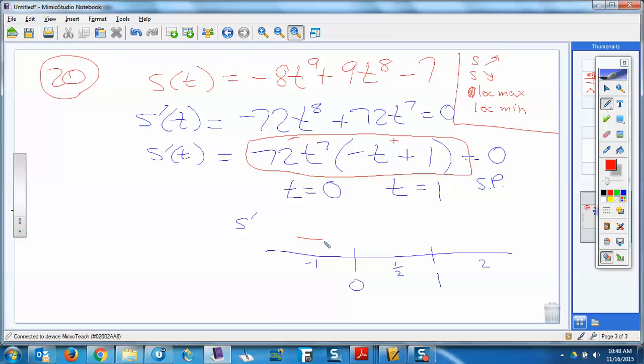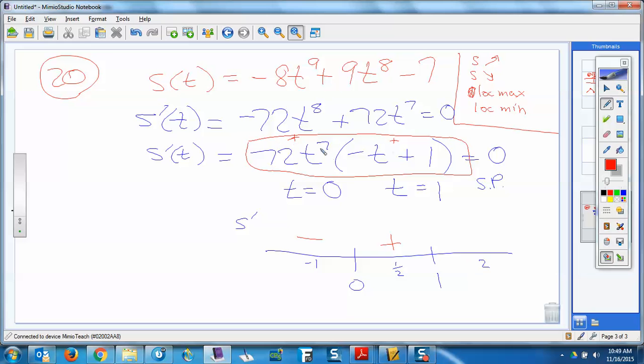All right? Put in a 1/2. What's 1/2 to the 7th? Positive. I have no idea, but it's positive, right? And put a 1/2 here. I have negative 1/2 plus 1. Isn't that positive? Negative 1/2 plus 1, that'd be positive 1/2. So positive times a positive is positive.